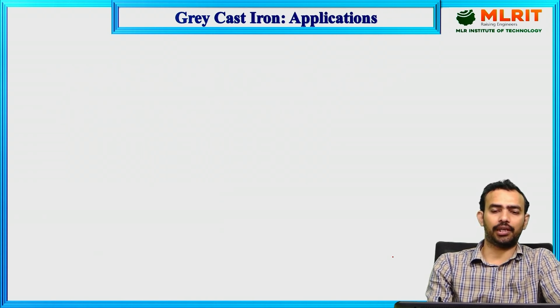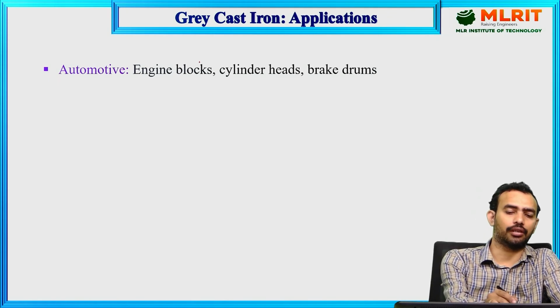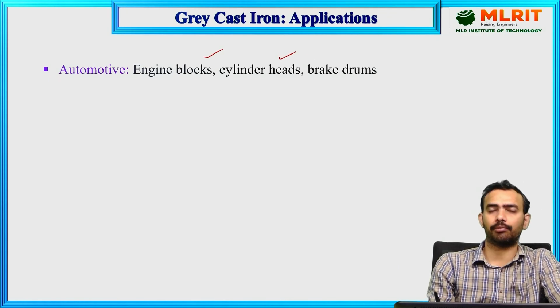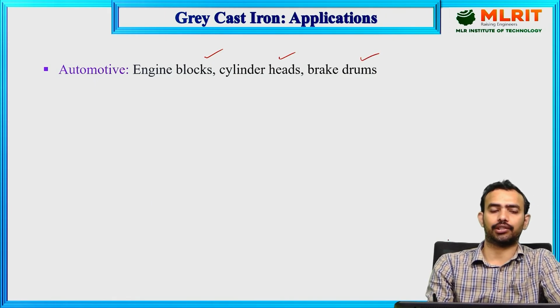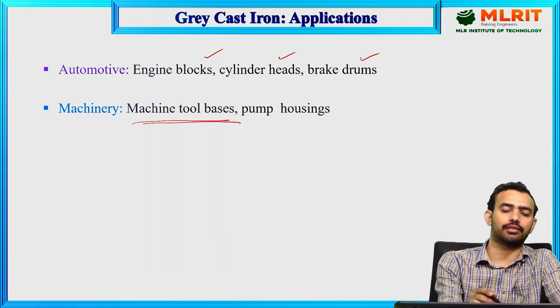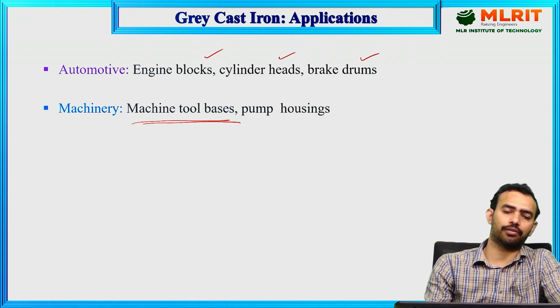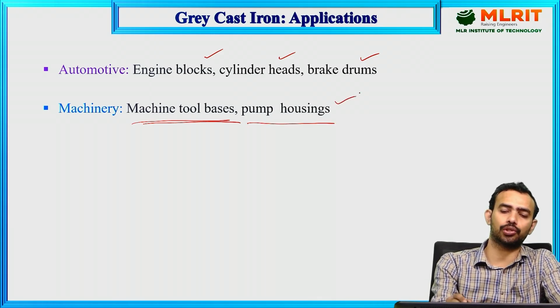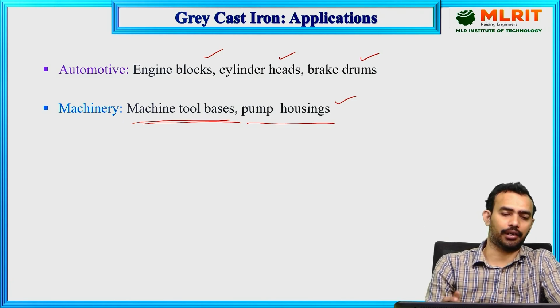And if you see the applications of grey cast iron, it finds its applications in the automotive sector. It is considered for engine blocks, and the cylinder heads are manufactured using this grey cast iron. Brake drums for automobile vehicles are also manufactured out of grey cast iron. In machinery, most of the machine tool bases for any of the machines, CNC machines, lathe machines, milling machines, are made out of this grey cast iron, and the pump housings are also manufactured out of it because of their good damping characteristics.